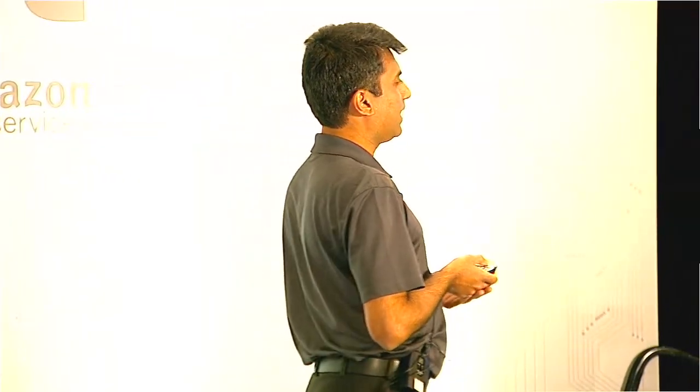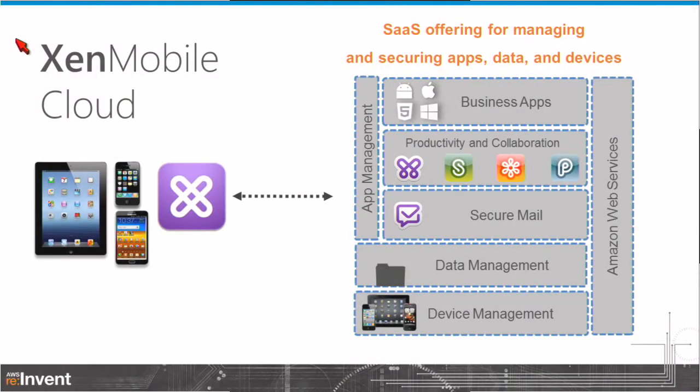So what is Zen Mobile Cloud? Zen Mobile Cloud is a SaaS offering from Citrix that enables you to manage and secure devices, applications on these devices, as well as the data that is accessed by these applications. So let's start from the bottom of the stack. At the bottom of the stack, you have device management.